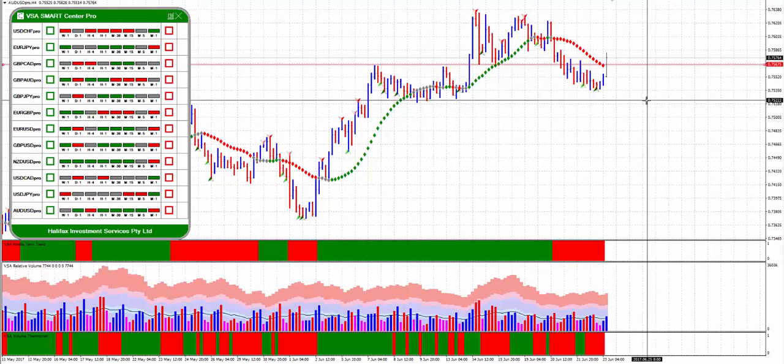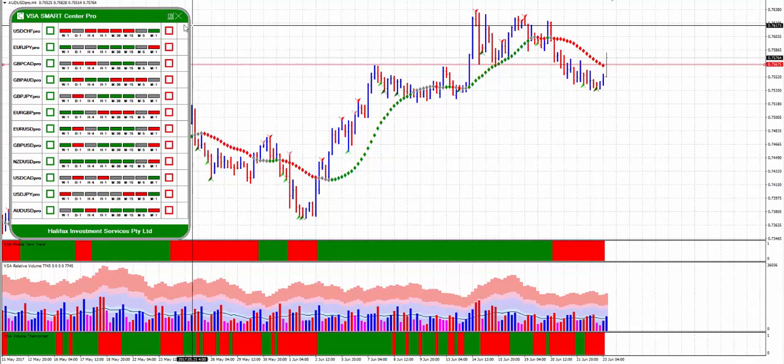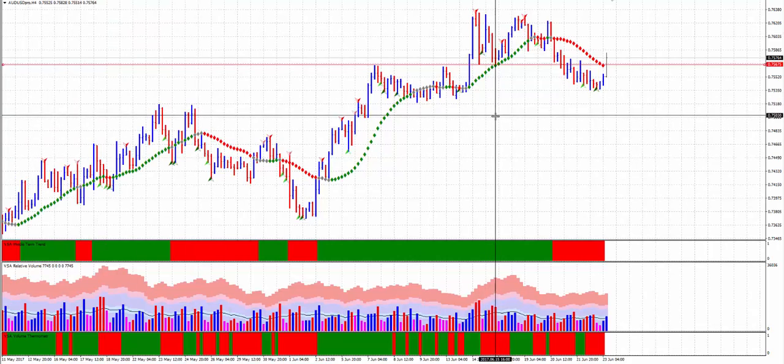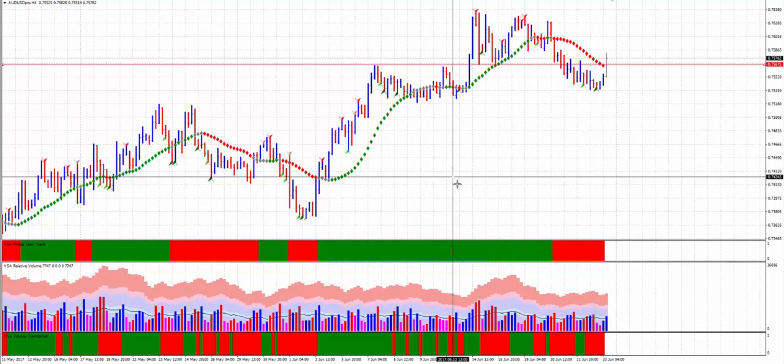Okay, if we do break this level, we've got minus support at 75.18, and then we could see further falls down towards the 75 to 74.75 level.